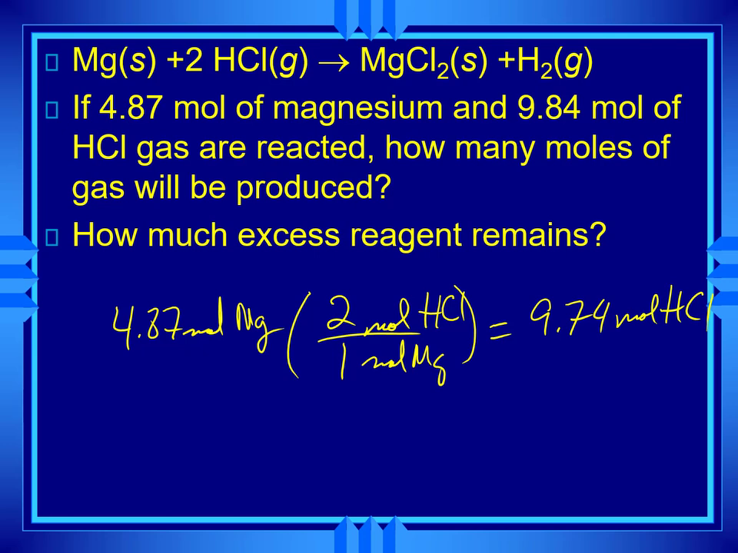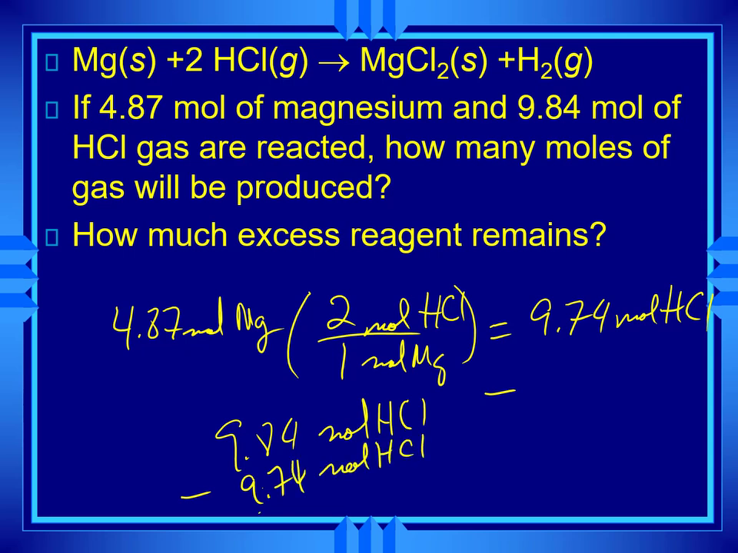4.87 times 2. And then from that I take the 9.84 moles of HCl that I started with, subtract the 9.74 moles that I used, and I'm left with 0.10 moles of HCl left over.